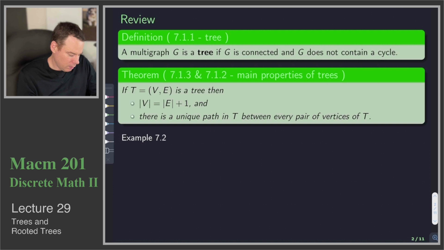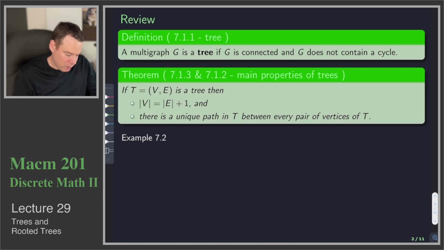Last day we found there were a couple of main properties that trees had. One of them was the number of vertices is exactly one more than the number of edges. Or another way to say that is the number of edges is exactly one less than the number of vertices. This is something that I remember based on the fact that a path is a particular kind of tree, and it's very easy to see this relationship in a path. In a path, the number of edges is exactly one less than the number of vertices.